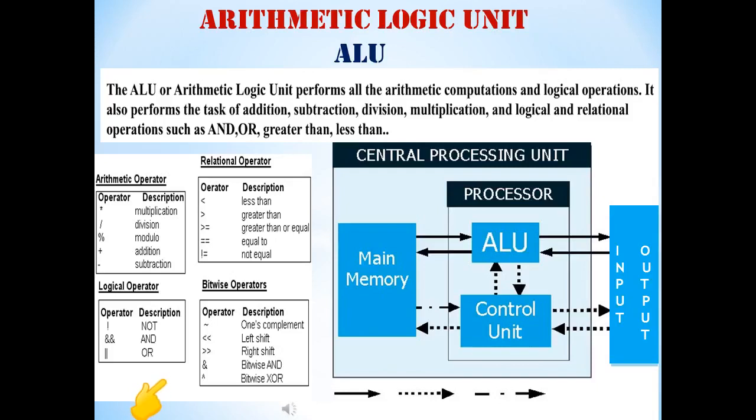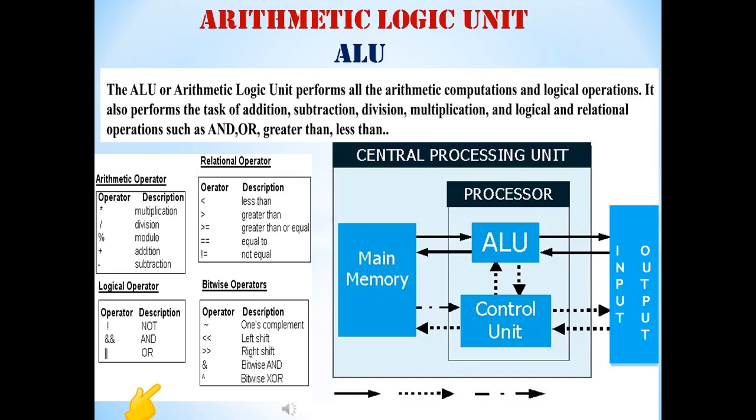First one is the arithmetic logic unit, ALU, one of the units of the CPU. The ALU performs all the arithmetic computations and logical operations. Here, computations means mathematical calculations. It also performs the tasks of addition, subtraction, division, multiplication, and logical and relational operations.